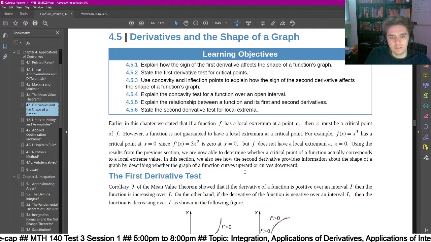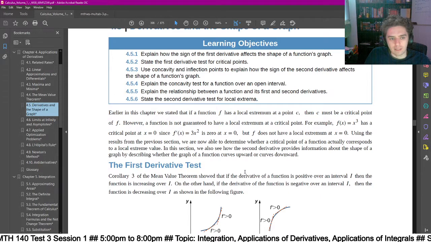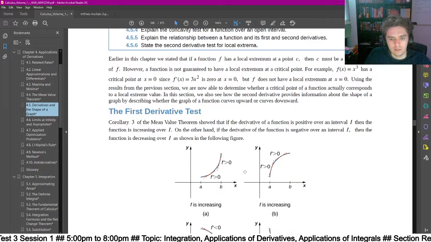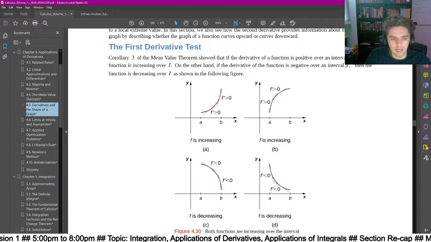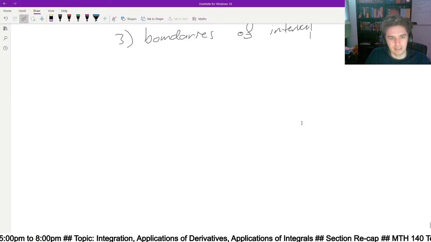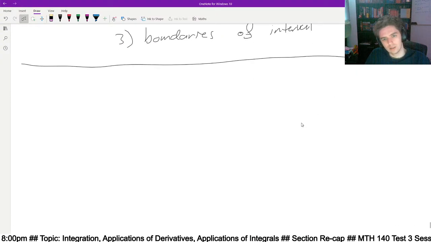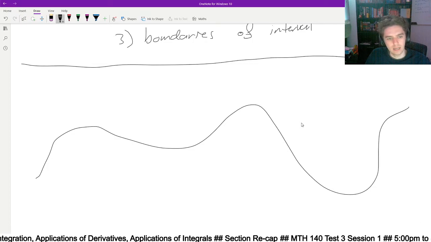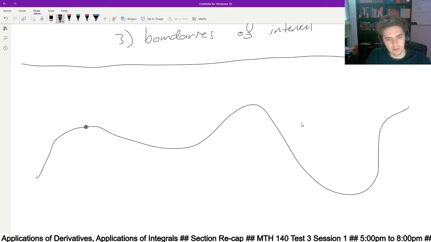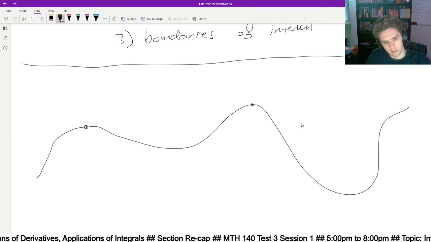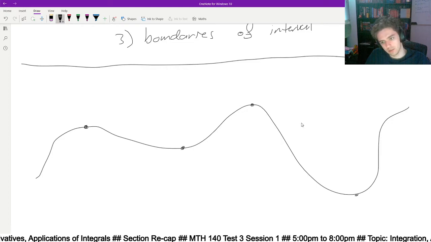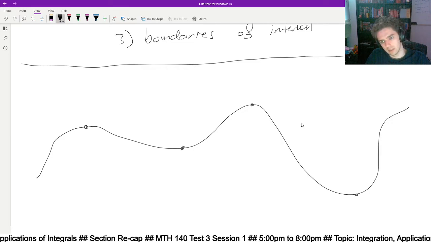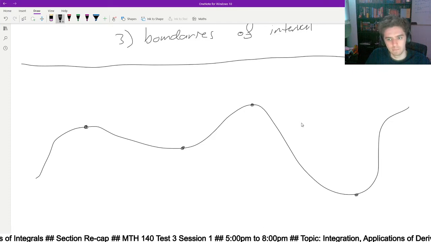So derivatives and the shape of a graph, that's our next bit. I think I can sum this up pretty quickly. If we have this as our function f of x, then we have a couple critical points. These are our critical points. There's another one right there. These are the places where the derivative equals 0. And nothing really happening here.